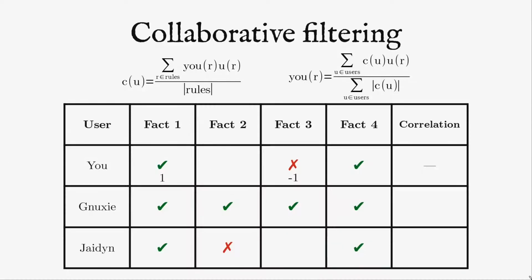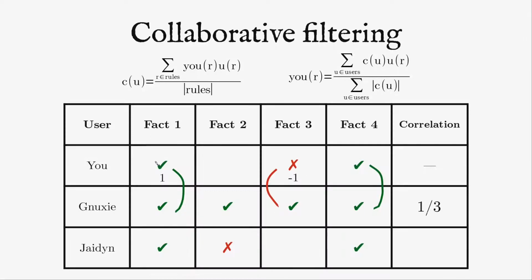To do that, we're going to use a two-step process. The first thing we're going to do, which is this first equation here, is that we're going to produce correlation values. The way we do this, firstly, is that we need to pick a user that we want to get a value for. Say we'll pick Gnuxy for this one, and we're going to pick all the facts that we've both decided things on. So it's these three. We've already given away the value, but we can step through it anyway. We have these three facts here.